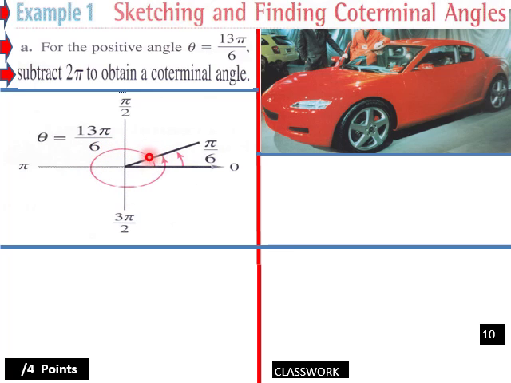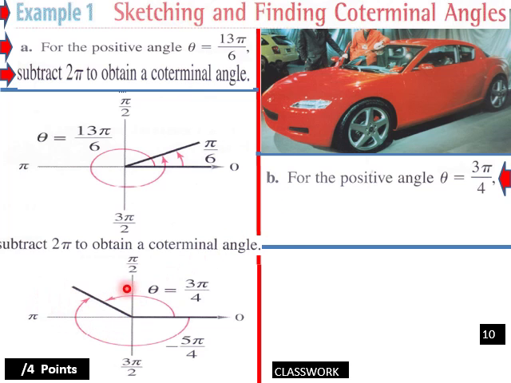2 pi would end up here. So when you do 13 pi over 6, you come up with this, and then when you subtract 2 pi, you go back the other way, like this, and this would be the terminal side of your coterminal angle.